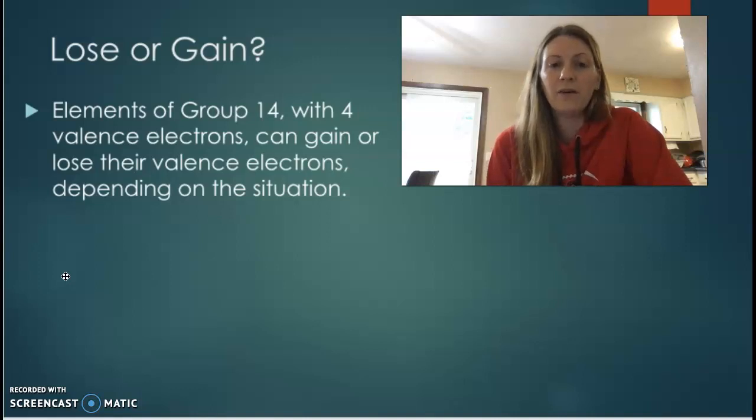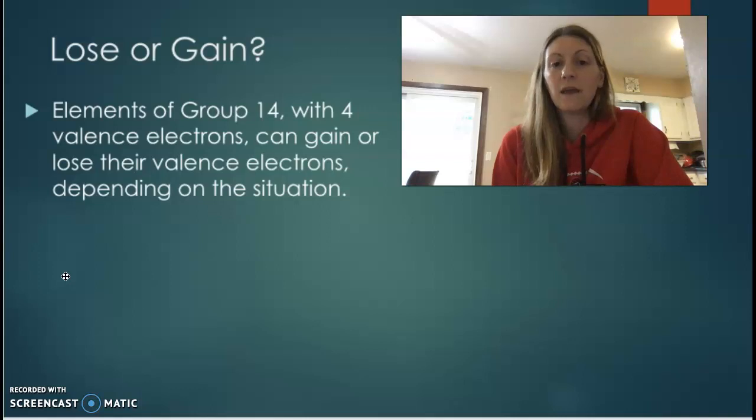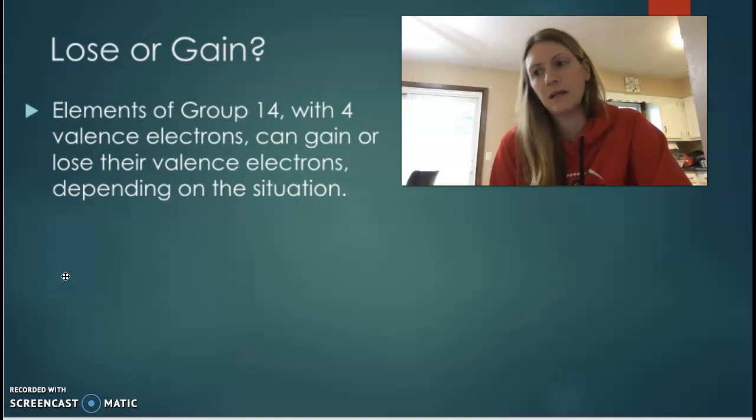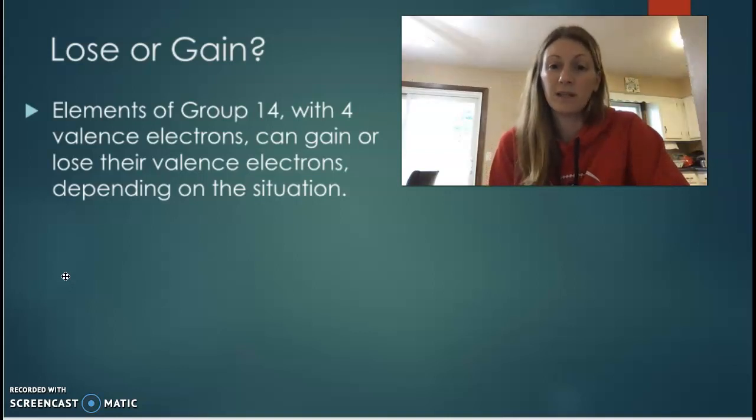When you have elements with 4 valence electrons, so this is in group 14, they will either gain or lose, and that just really depends on the situation. So sometimes carbon will gain electrons, sometimes it'll lose electrons. It just depends on what it's bonding to, and we'll talk more about that later.